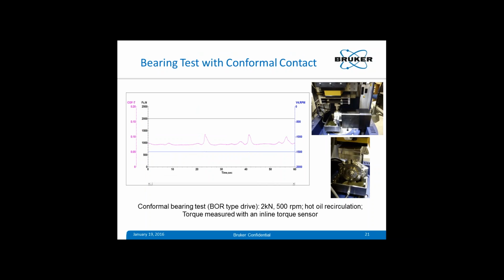We also have a bearing test with conformal contact. This is done on a modified block-on-ring drive, which can be used for applying recirculated heated oil to simulate the actual service conditions.